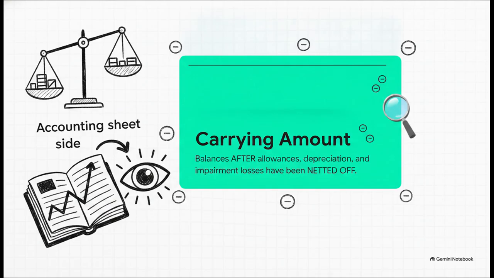To calculate it, we have to look at our balance sheet from two entirely different viewpoints. The first is the accounting side, which gives us the carrying amount. The carrying amount is simply your asset and liability balances after things like accumulated depreciation and doubtful debt allowances have been netted off. This is the reality according to the accounting rulebook, and it's super easy to read straight from the end of your trial balance.